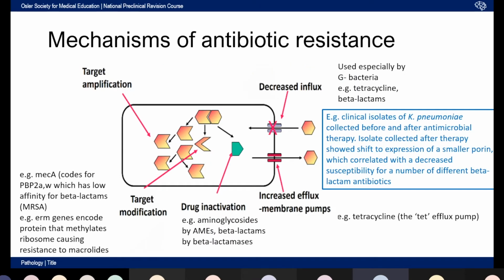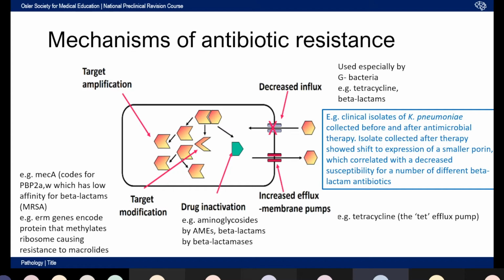So then I think also important to cover the mechanisms of antibiotic resistance. So what stops all of these working? The first thing is decreased influx of the antibiotic. This is especially used by gram-negative bacteria, and antibiotics that are hydrophilic, such as the beta-lactams and tetracyclines, are particularly affected as they are often reliant on porins to be able to cross the outer membrane of bacteria. So the bacteria can change the porins, and then this will stop the antibiotic entering.